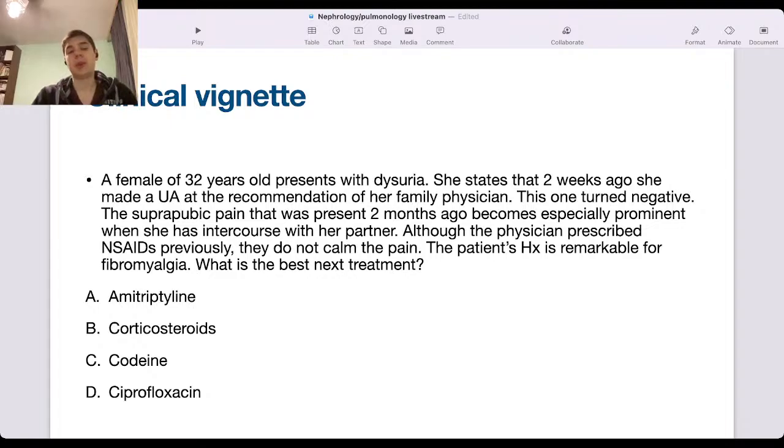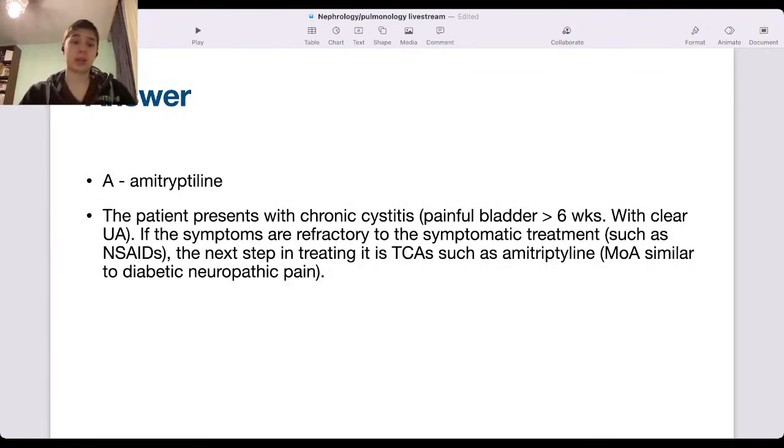On the other hand, this patient has only dysuria. She has pain with intercourse, and she has a psychiatric condition. She has a chronic pain condition, namely fibromyalgia. This is why we suspect an interstitial cystitis rather than UTI. Okay, so indeed the answer is A, amitriptyline.